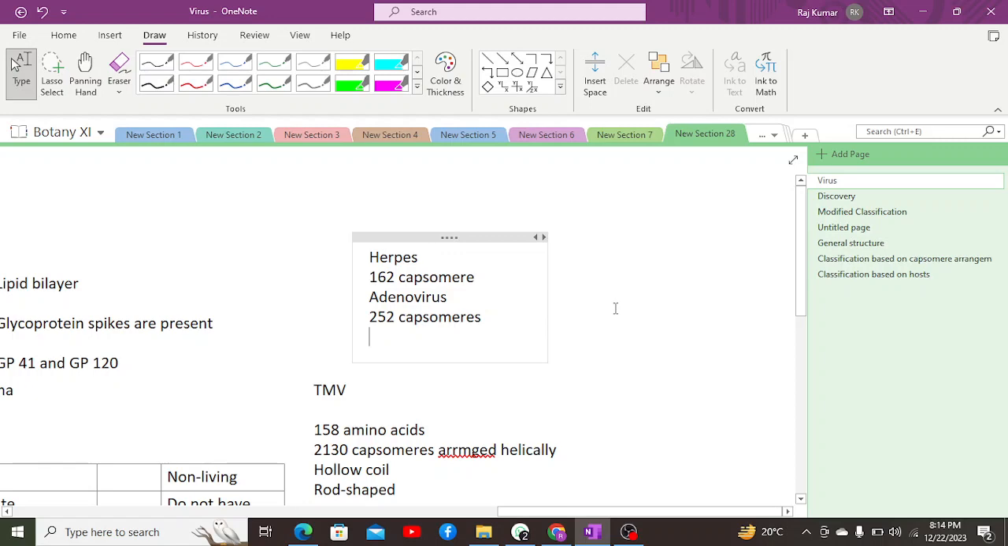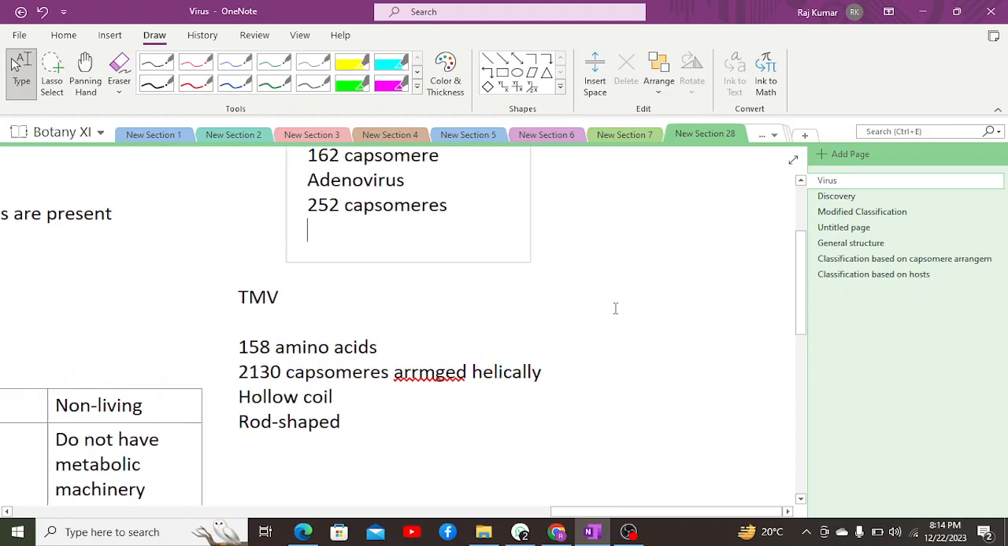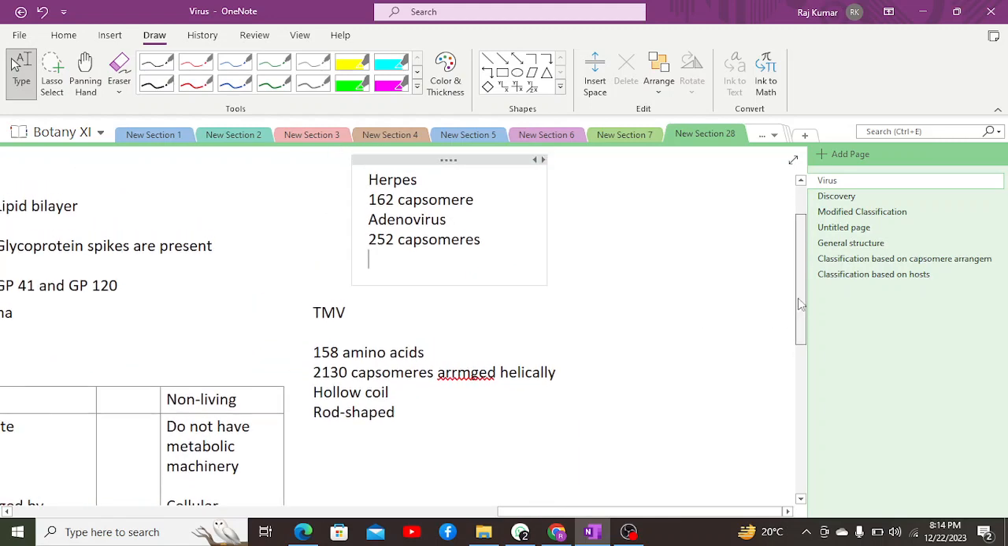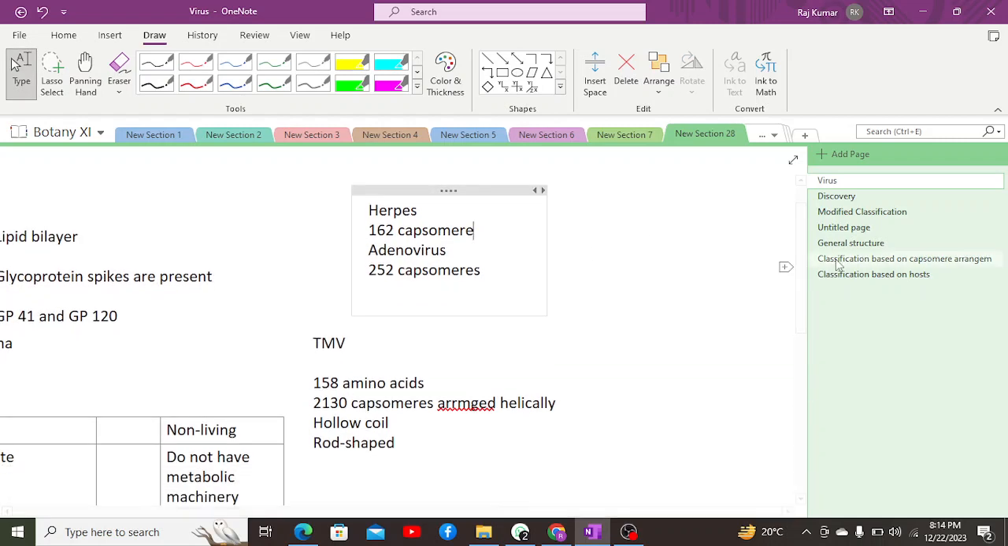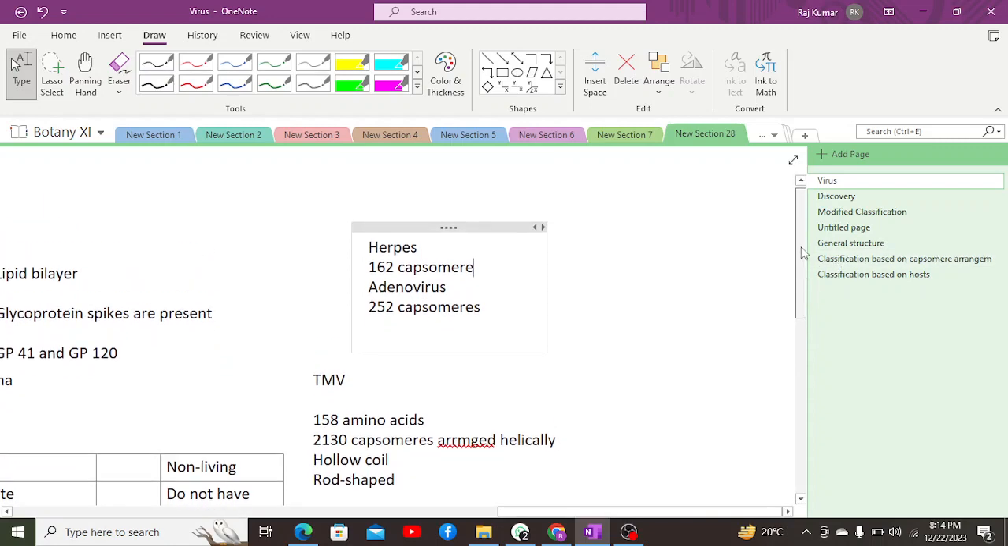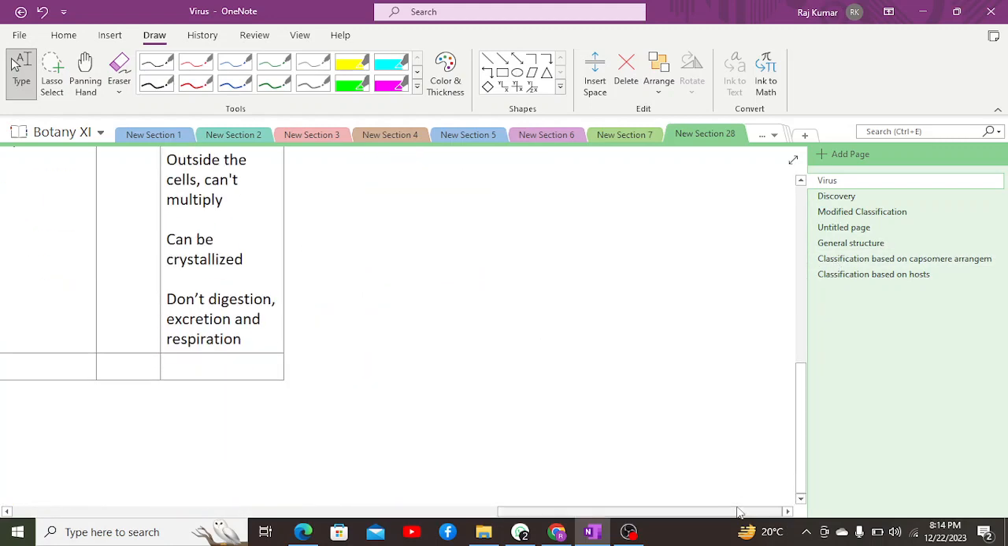Moreover, both are non-enveloped viruses and both have a polyhedral shape. They have different shapes: herpes and adenovirus are polyhedrons, whereas tobacco mosaic virus has a rod shape because of the helical structure. Further detail we are going to discuss in the classification part.